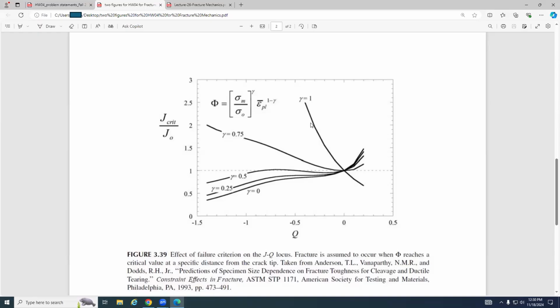If you get this one, you get the Q, and I will get the Q and go to figure 3.39, and get the J critical ratio and the J0. If these two are very close, that means your assumption is okay. That means a single parameter J can be used to characterize the crack tip solution field. Otherwise, that means the single parameter model fails.